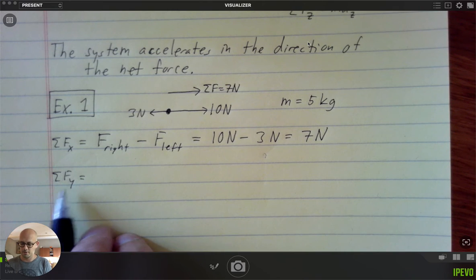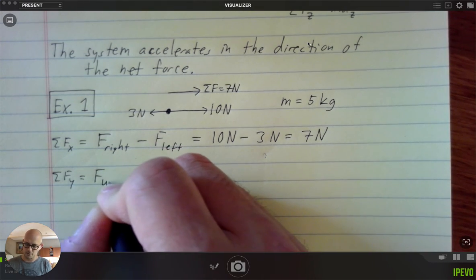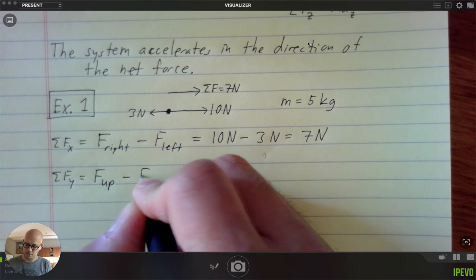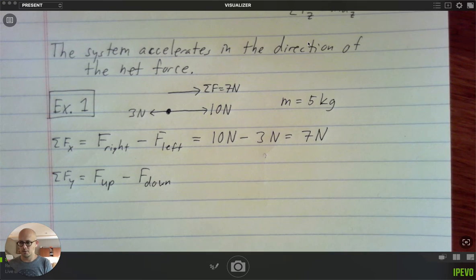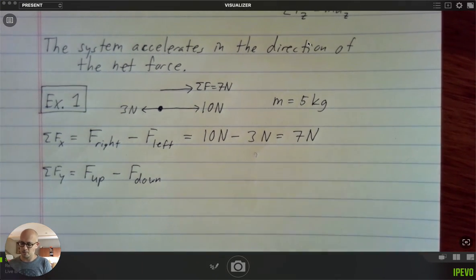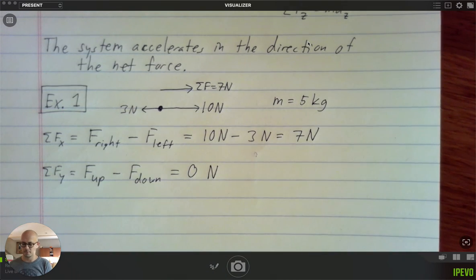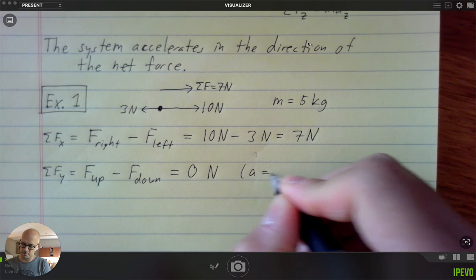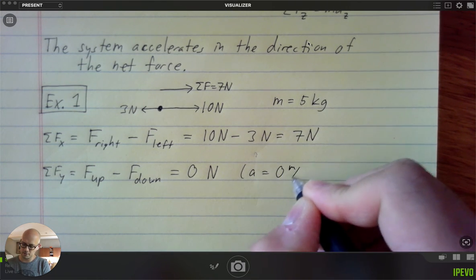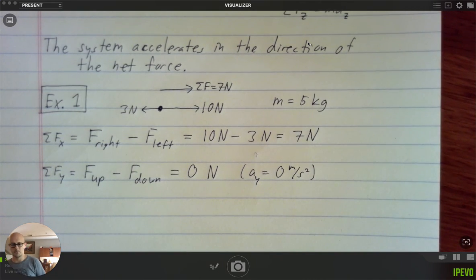Now for net force in the y, the vertical direction, we would want to do all of the up forces minus all of the down forces. And this free body diagram doesn't have any up and down forces. So we would say that's a net force of 0 newtons. 0 newton net force is very special. It means that because the net force is 0, the acceleration of that system in that direction is 0.